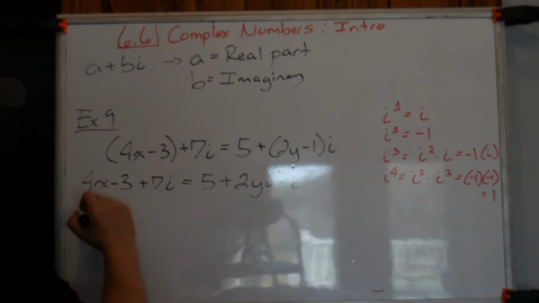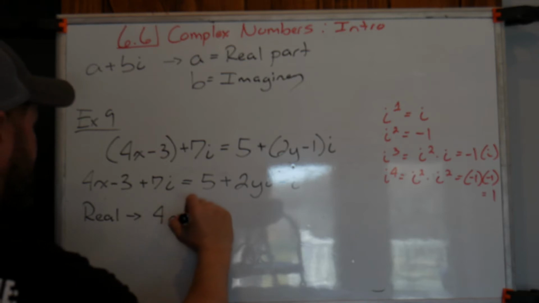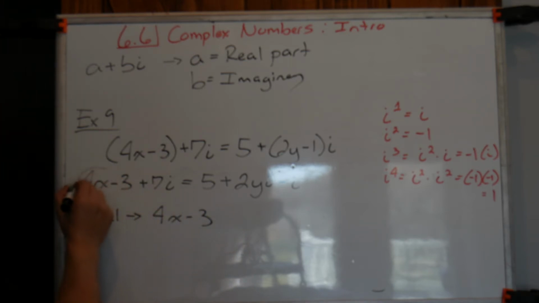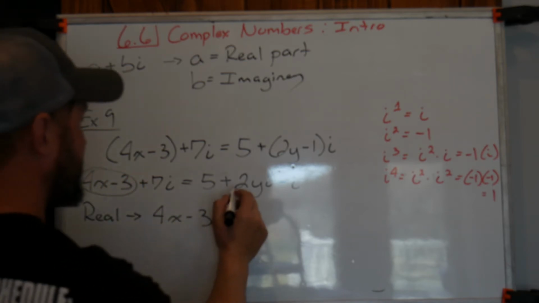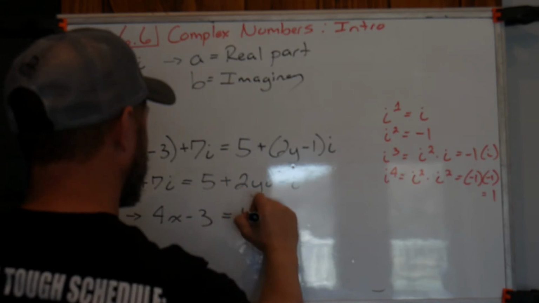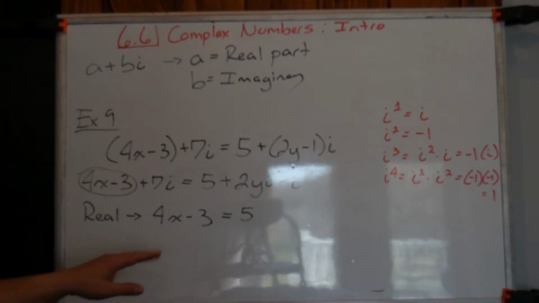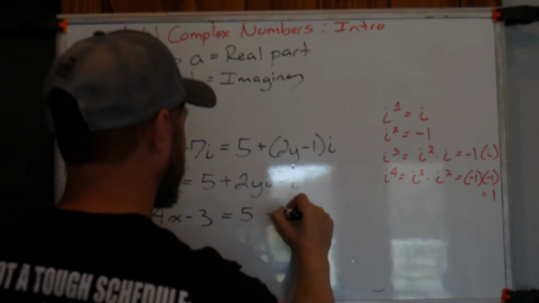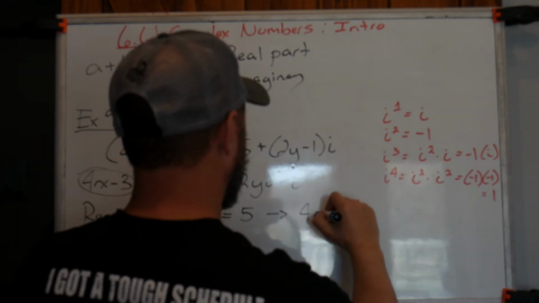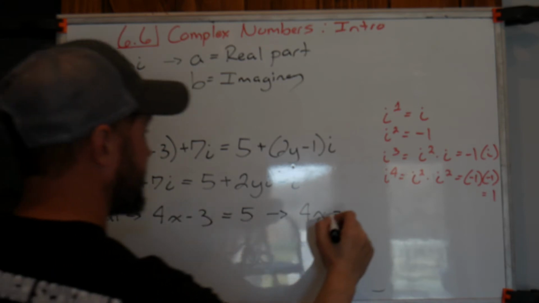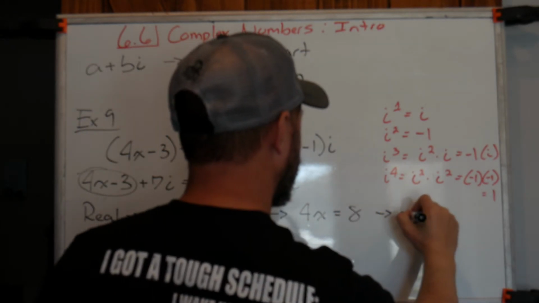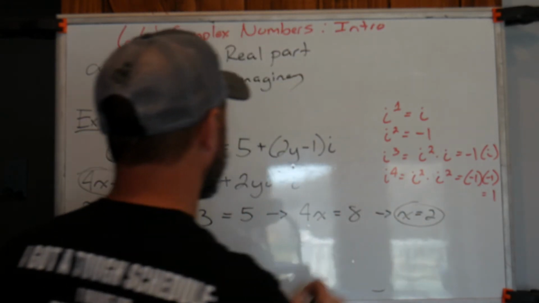Now I can kind of think of this and combine everything. So, my real part, I have 4x minus 3 on the left, and I have 5. So I'm going to go this way to solve. So I have a 4x, and I just add 3 equals 8. x equals 2. There's my 2.